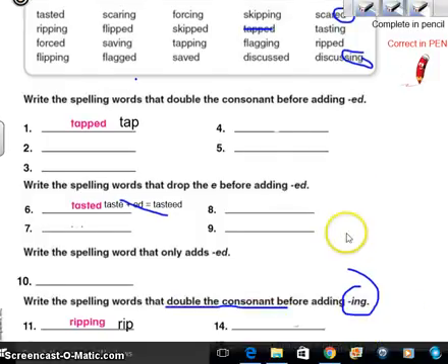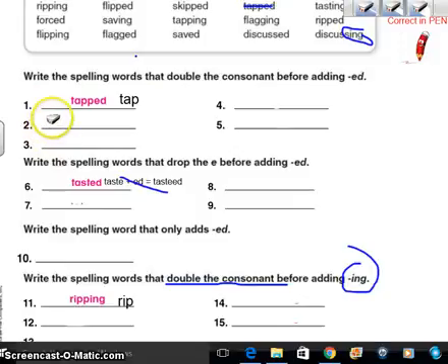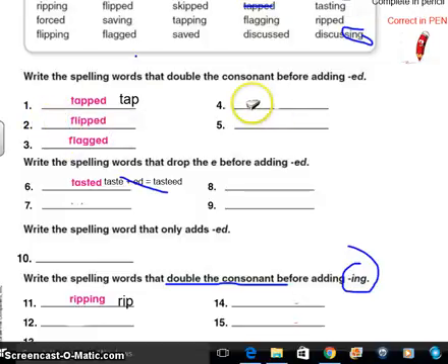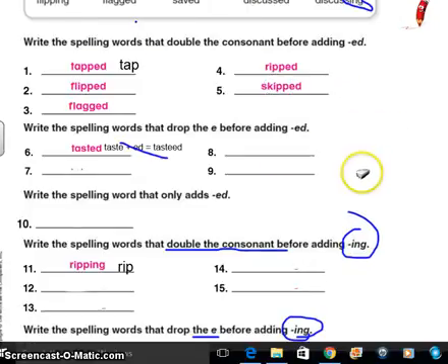All right, let's go now. You ready to correct? Make sure you have your pen handy. Now, they don't have to be in any particular order, just because Miss N's are in a certain order or whatever. Just make sure you have the right words. Tapped, flipped, flagged, ripped, and skipped. How'd you do? Pause and make any corrections you need, okay?